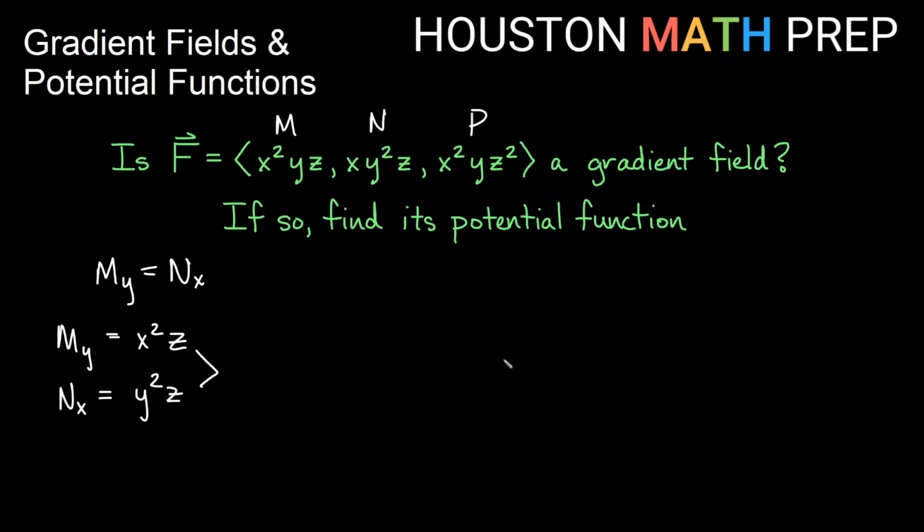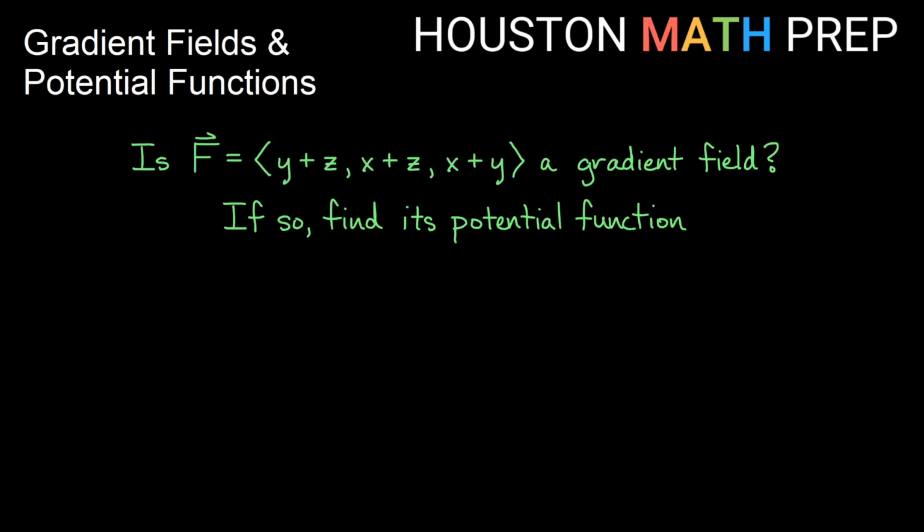It only takes one of these not checking out for this to not be a gradient field. So since one of them already failed, we know that this is not a gradient field. And we don't need to continue to check for the other things to be equal. Okay, so we have our answer there. We don't need to check for a potential function because it's not a gradient field.